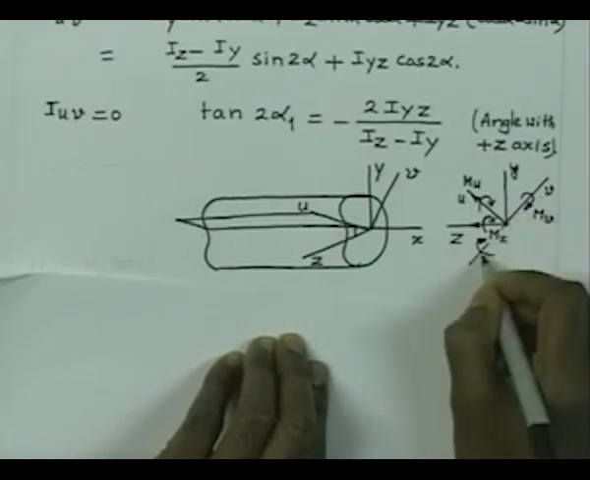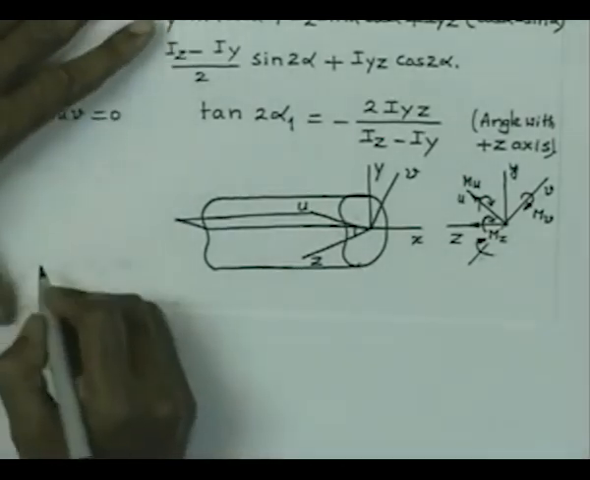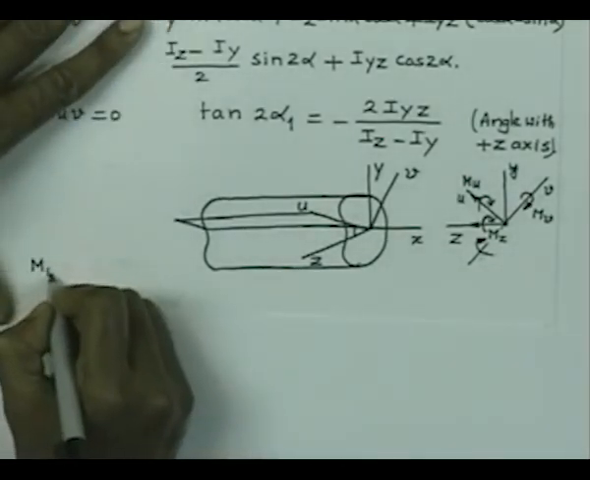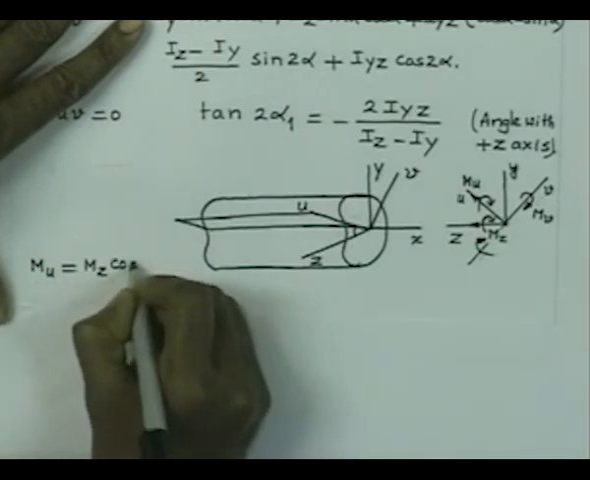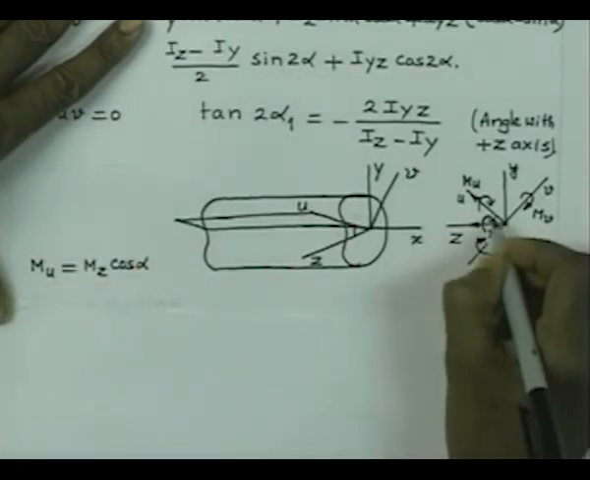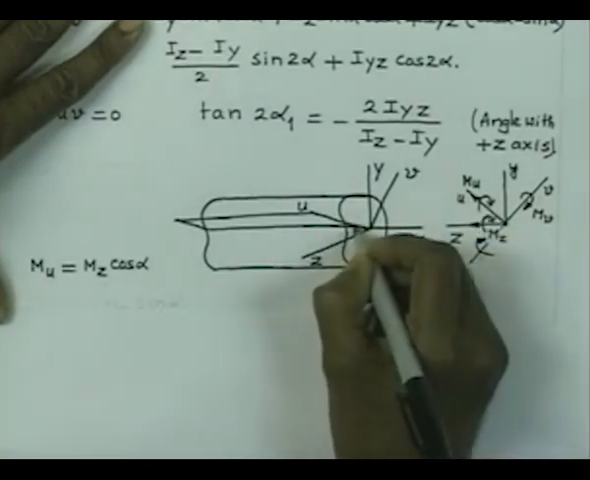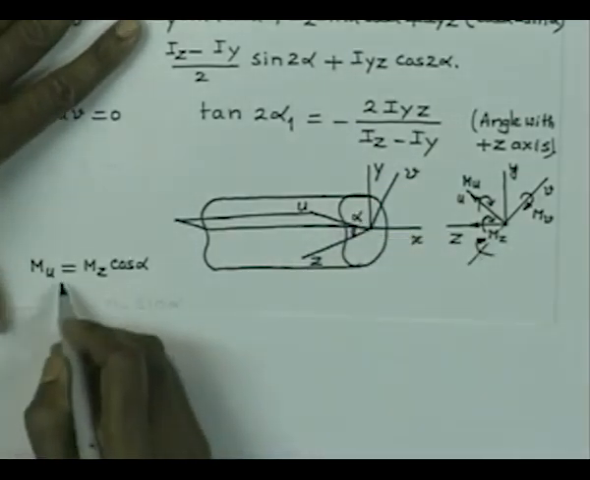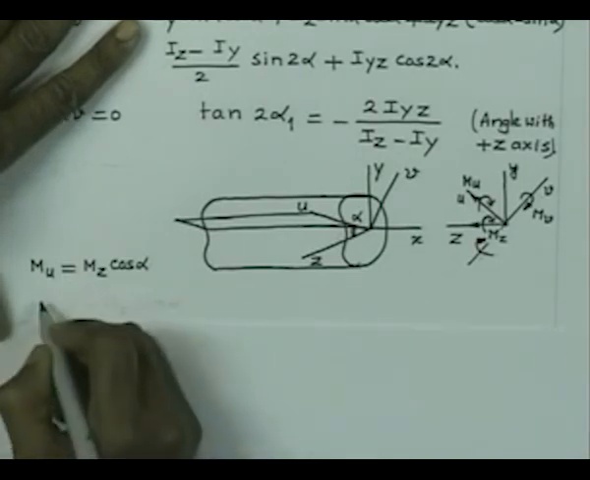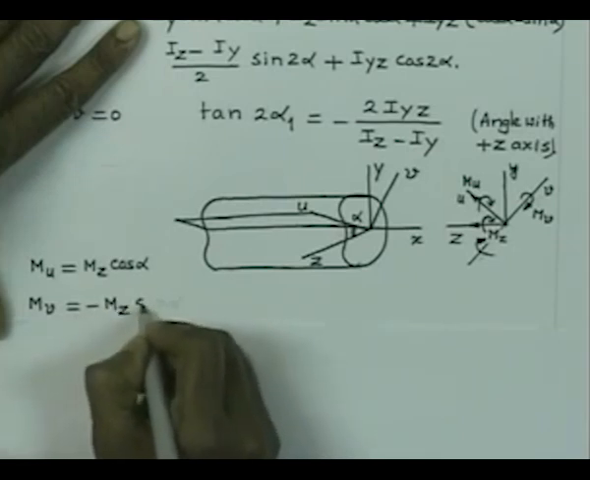So, this moment that is acting on the cross section is negative. In this case you can straightaway write that Mu is equal to Mz cosine alpha, wherein this angle of inclination is alpha, and let us show that this angle here is nothing but alpha. So, Mu is nothing but Mz cosine alpha. Similarly, Mv is equal to minus Mz sin alpha.